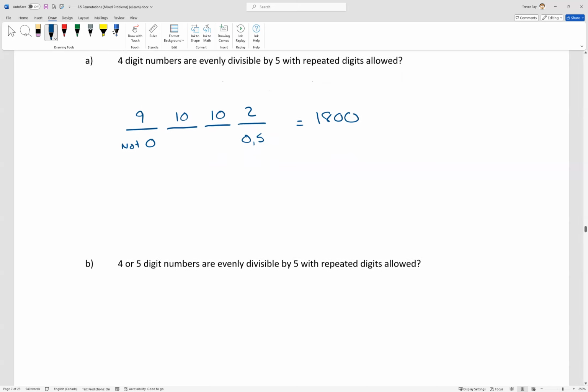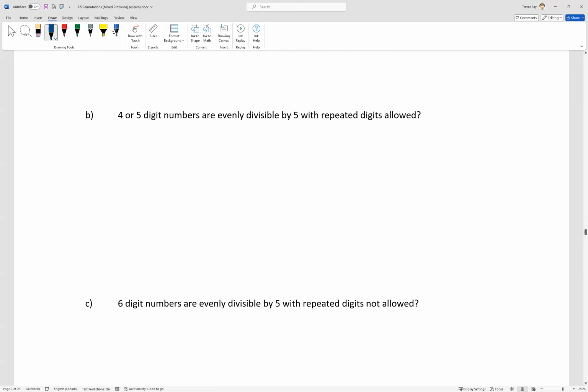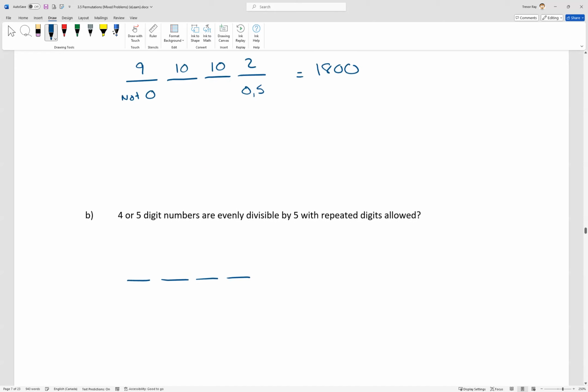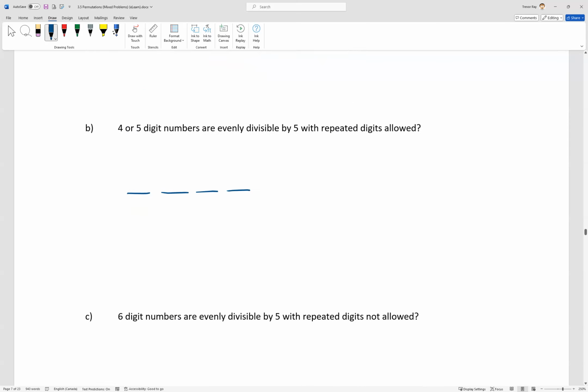Now, if we want a 4 or 5-digit number that is evenly divisible by 5 with repeated digits allowed, well, the 4-digit number is essentially what we did in part A, but I'll do it again. This is a 0 or a 5, this is not a 0. So we have 9 options, 10 options, 10 options, and 2 options.